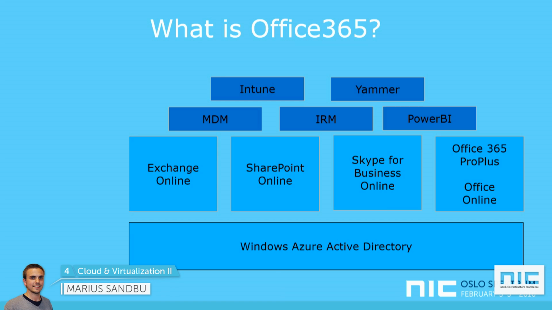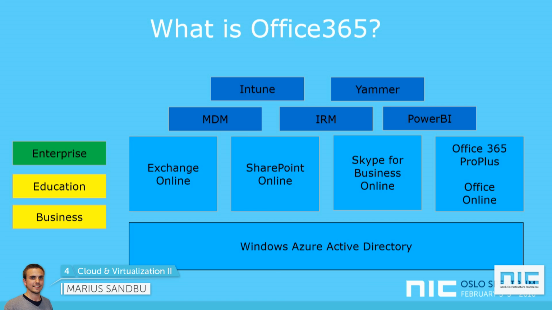But Microsoft is now adding more and more features on top here. We have Yammer, social media. We have Power BI. We have native MDM functionality in Office 365. And we can also include Intune if we want more information rights management. So it's becoming quite a huge platform. And of course, it's available in different editions: enterprise, education, business, and so on, depending on what we need and what our requirements are and the amount of users and such.